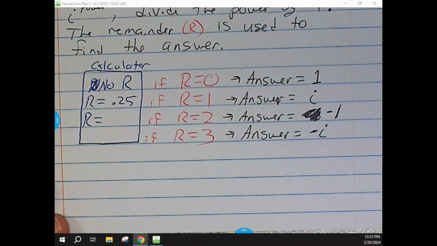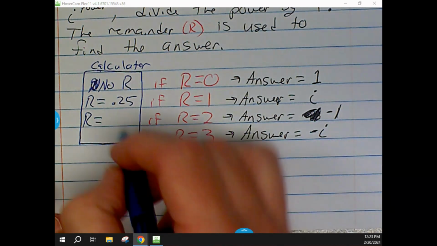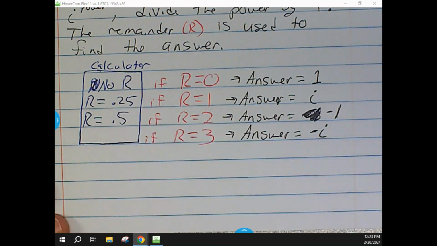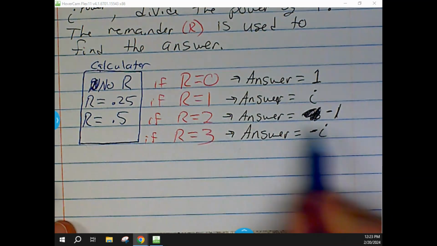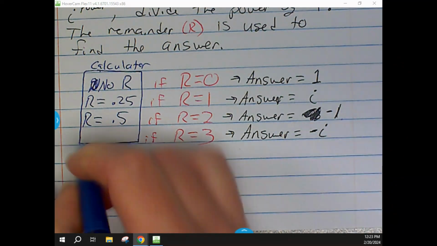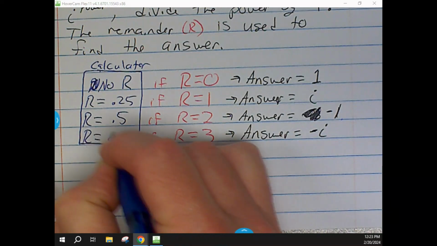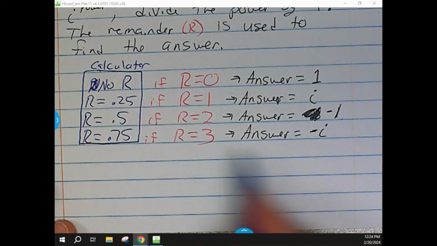So if you use your calculator, you divide the two numbers. If your remainder equals 0.5, or 0.50, whatever it comes up to, then your answer is going to be -1. And then the last thing is, if your remainder is 0.75, then your answer is going to be -i.